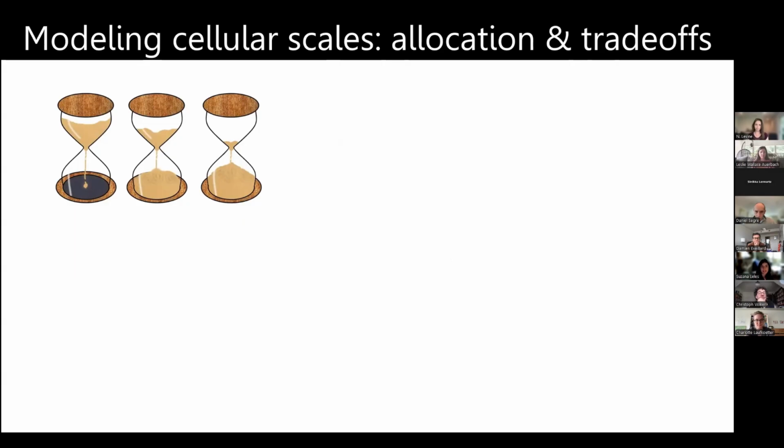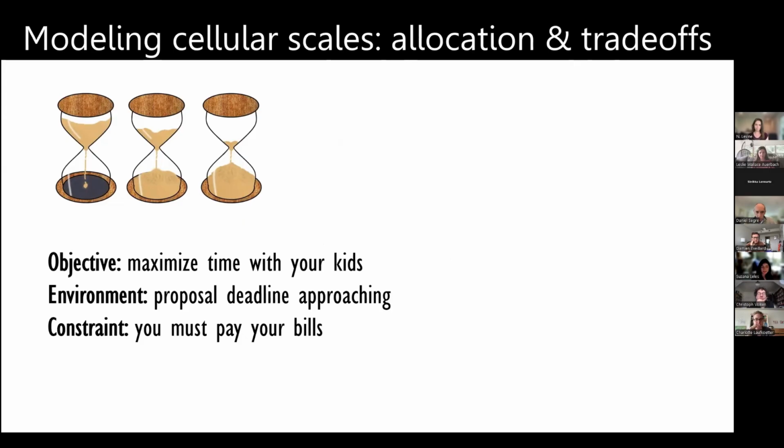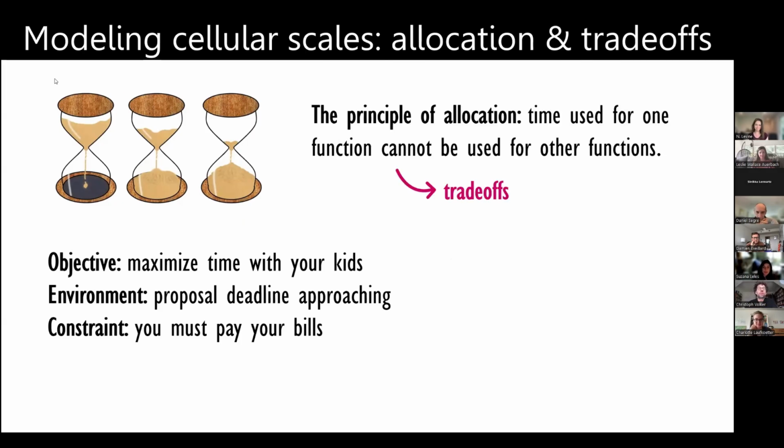So modeling cellular scales is all about allocation and trade-offs. And let's take time as an example. Time is a very valuable resource to all of us because it is finite. And we need to choose how we allocate our time during the day. So let's say our objective is to maximize time with our kids, but we have a proposal deadline approaching, and we also must pay our bills. So that means that if we allocate time to one function, we cannot allocate time for another function. So we can spend some time with our kids, but we also need to work. And this leads to trade-offs.